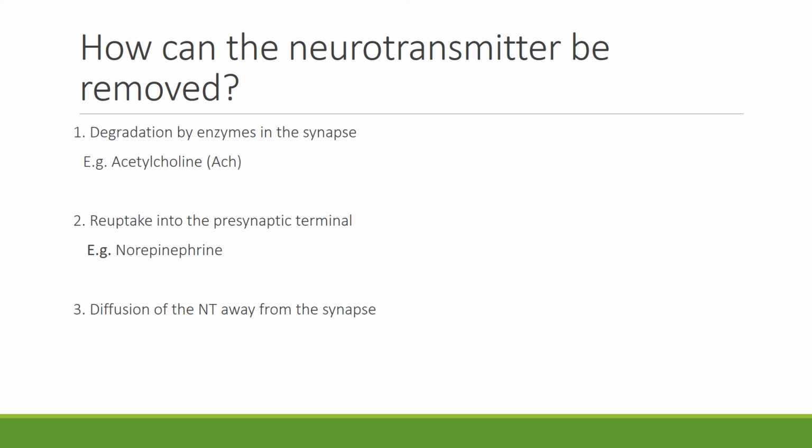The first one is acetylcholine. It's degraded by enzymes in the synapse. The second is norepinephrine, and it's taken back up into the presynaptic terminal. And the last possibility is the neurotransmitter can just diffuse away from the synapse.